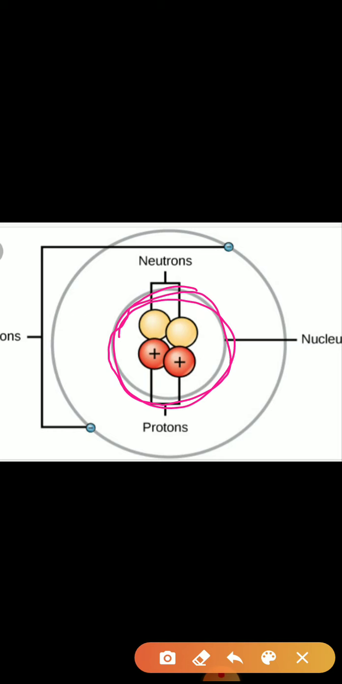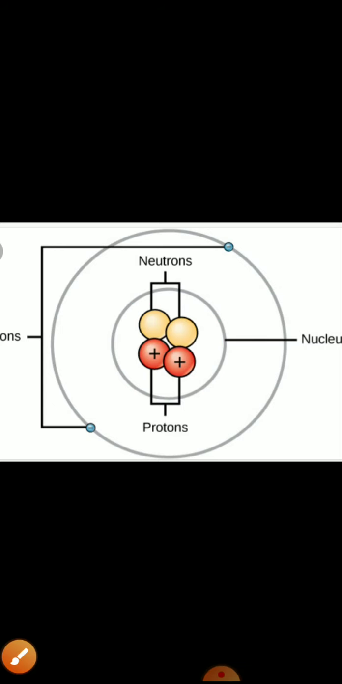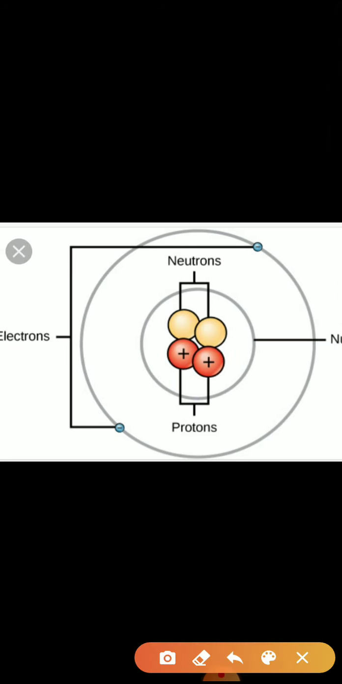This nucleus is positively charged. Almost the entire mass of the atom is concentrated in the nucleus. The nucleus contains two types of subatomic particles. They are called nucleons. First, what is the structure of the atom? In every atom, there is a nucleus at the center.